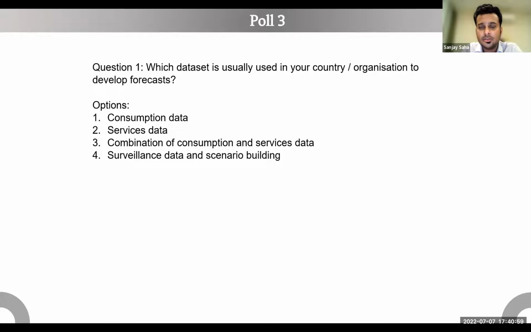A key thing which we talk about when looking at quality of forecasts, we talk about triangulation of data. We say that also try to collect one more set of data in addition to consumption and services. It can be surveillance data. It can be basic demographic data like the population and everything, just to validate the forecast that you have prepared using consumption and services data. Okay.